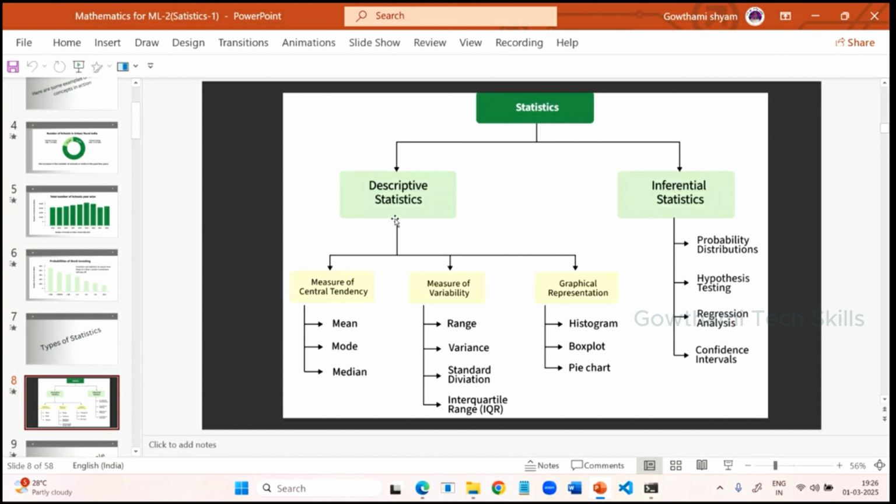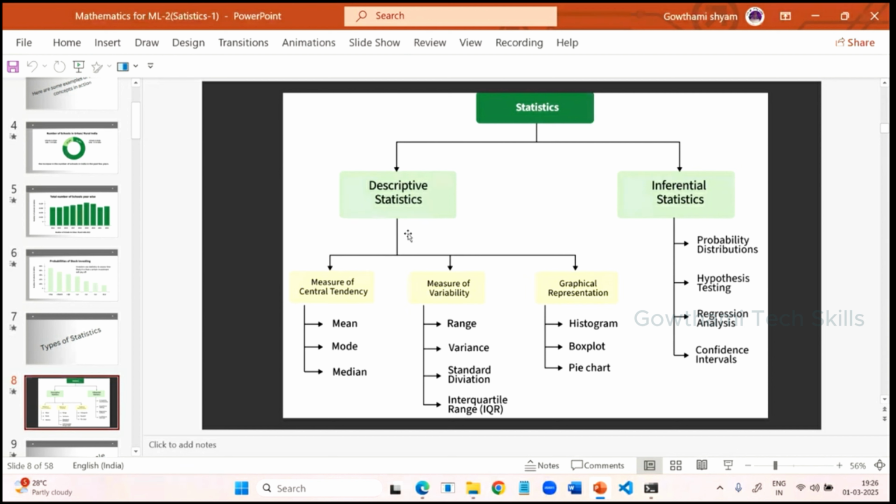Descriptive means just summarizing the data, taking some samples from a group of data. Inferential statistics is going to give some predictions. For example, whether a person has diabetes or not. With the help of the summary, you are going to conclude that yes, this person has diabetes, or this person does not have diabetes. You are just concluding the output. That is what inferential statistics is.